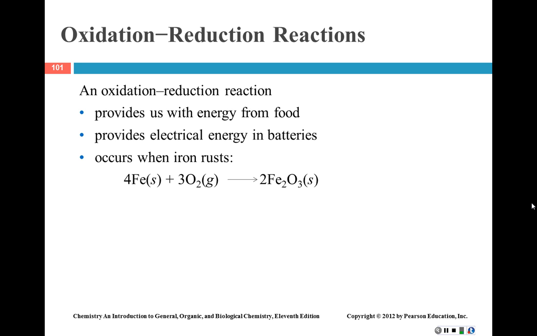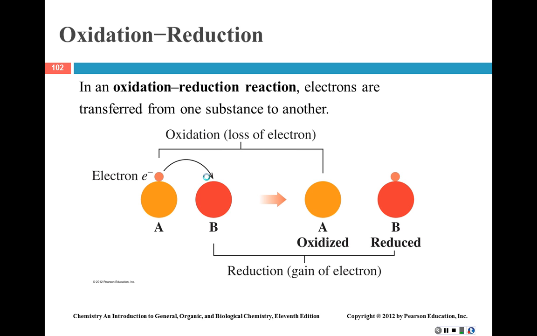An oxidation reduction reaction occurs when you have two elements that are changed in some way. You always have one and the other, because what happens is you have a loss of electrons, which is called oxidation, and you have a gain of electrons, which is reduction.